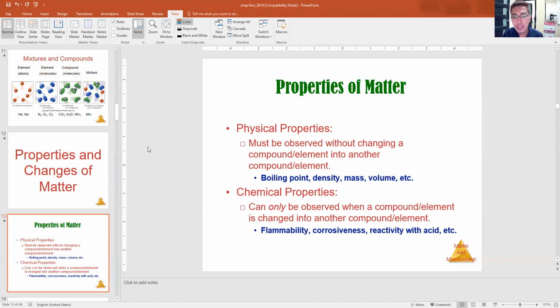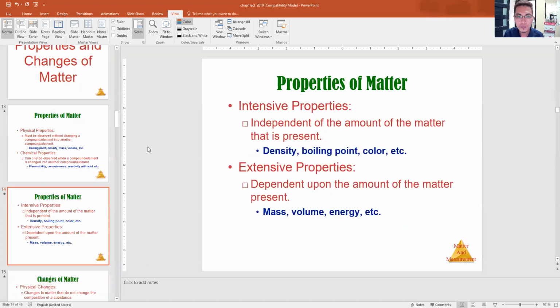While chemical properties can only be observed when a compound or element is changed into another compound or element. Examples are flammability, and then corrosiveness, and then reactivity with acid, etc. So it will need a chemical reaction para ma-conduct or ma-observe ang property.